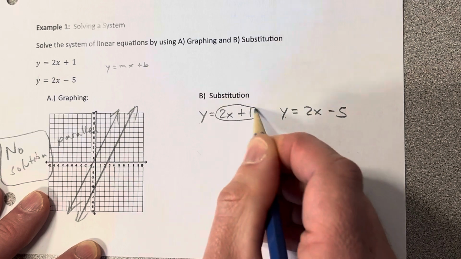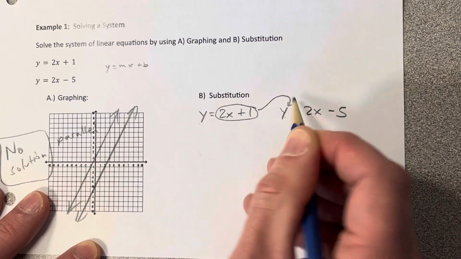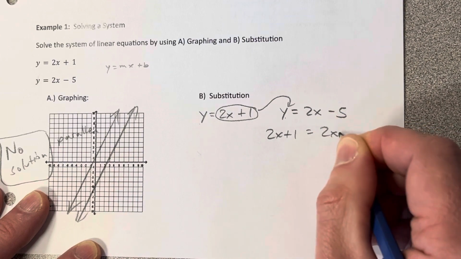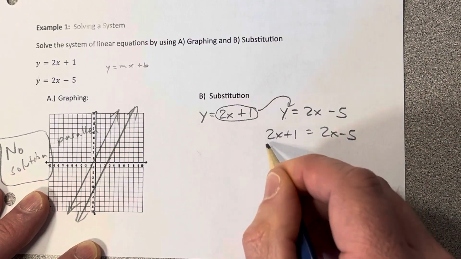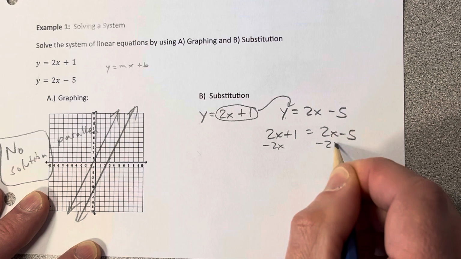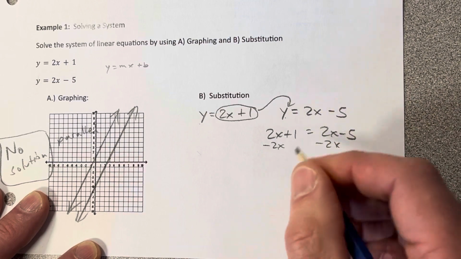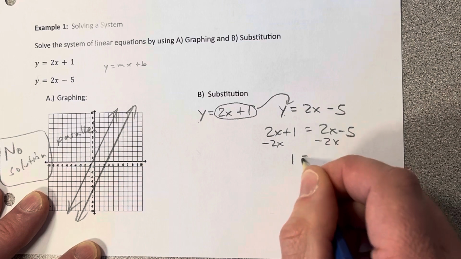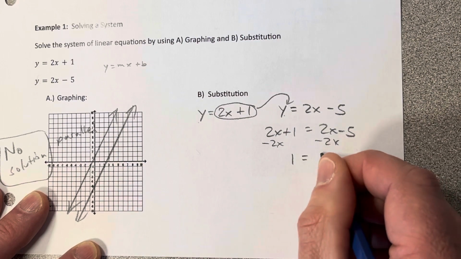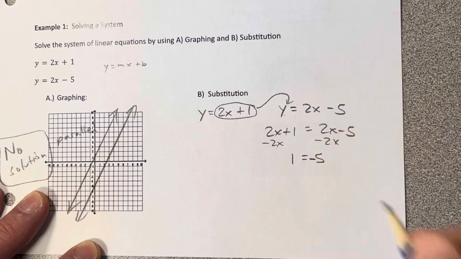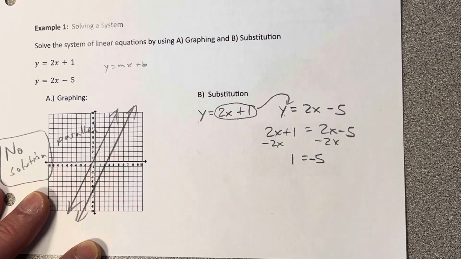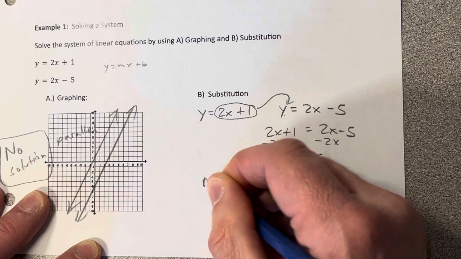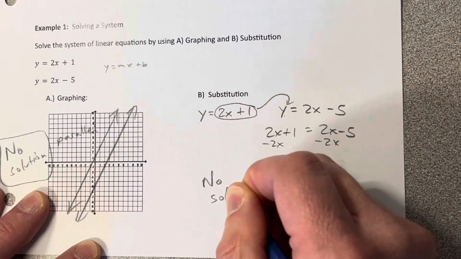It's kind of funny. So I'm going to do it this way. 2x plus 1 is equal to 2x minus 5. And then you try to get the x's together by subtracting 2x on each side, property of equality. But what happens is the variable goes away and you get 1 equals negative 5. And is 1 equal to negative 5? No, that's false. So you would say no solution. So that's how that works.